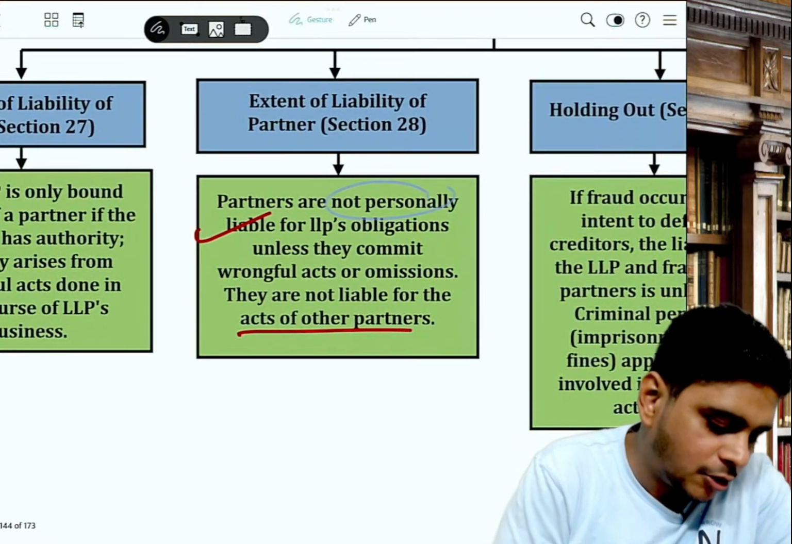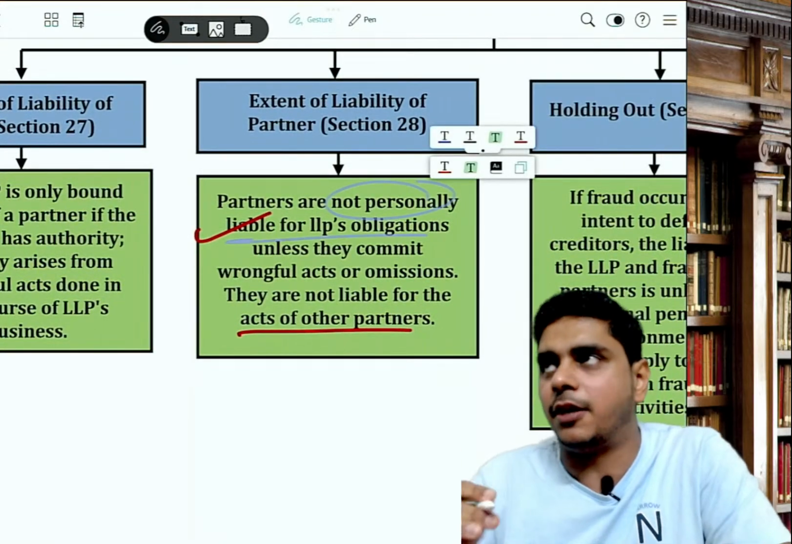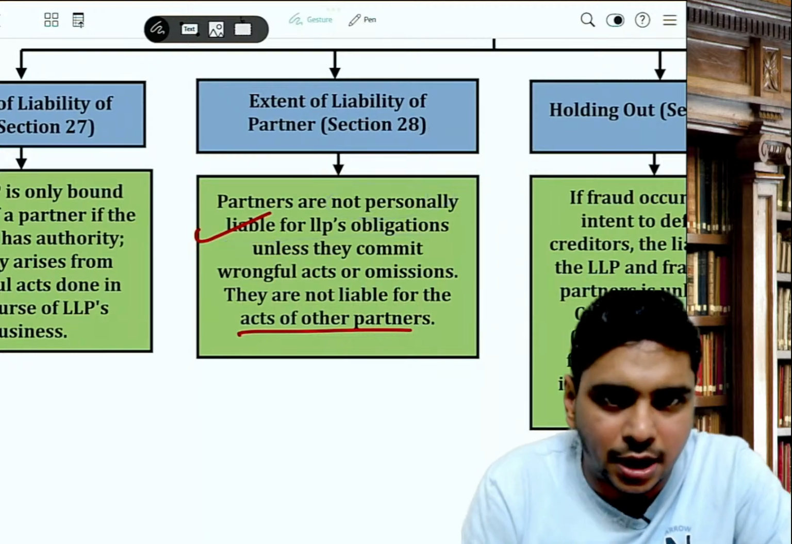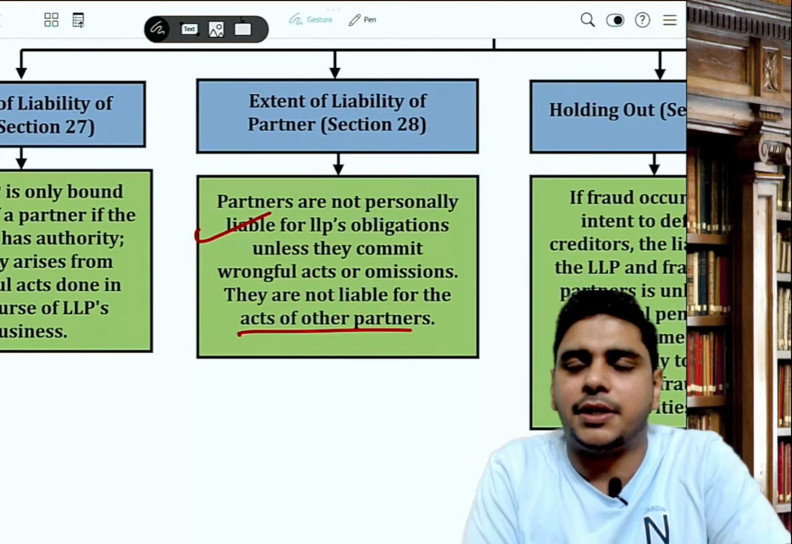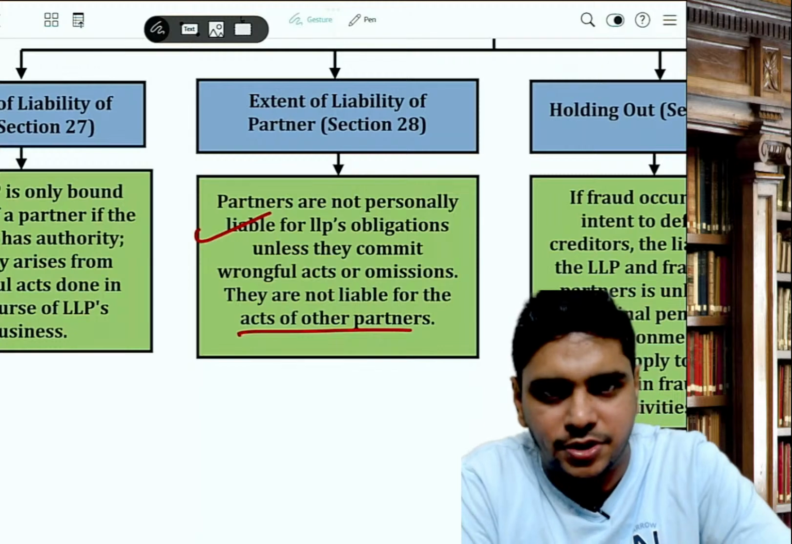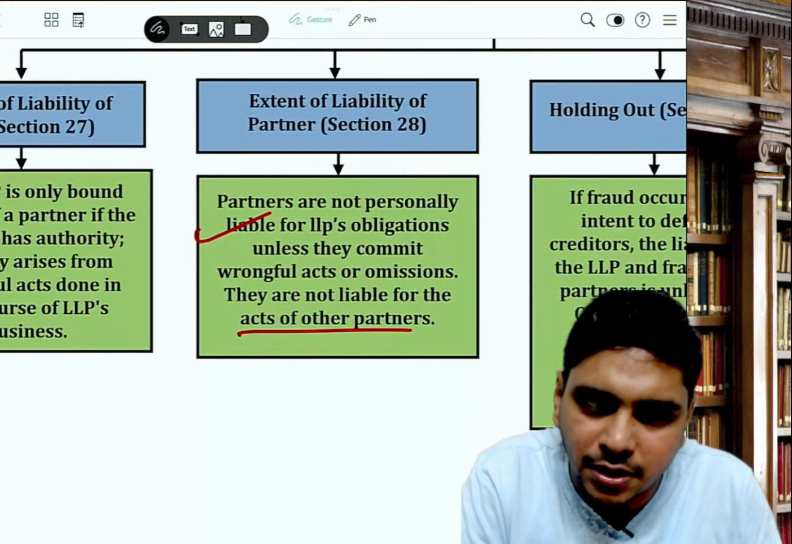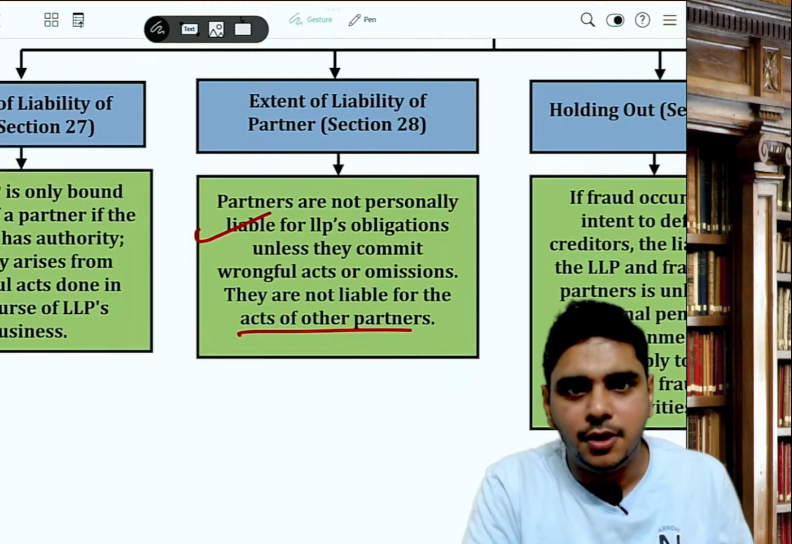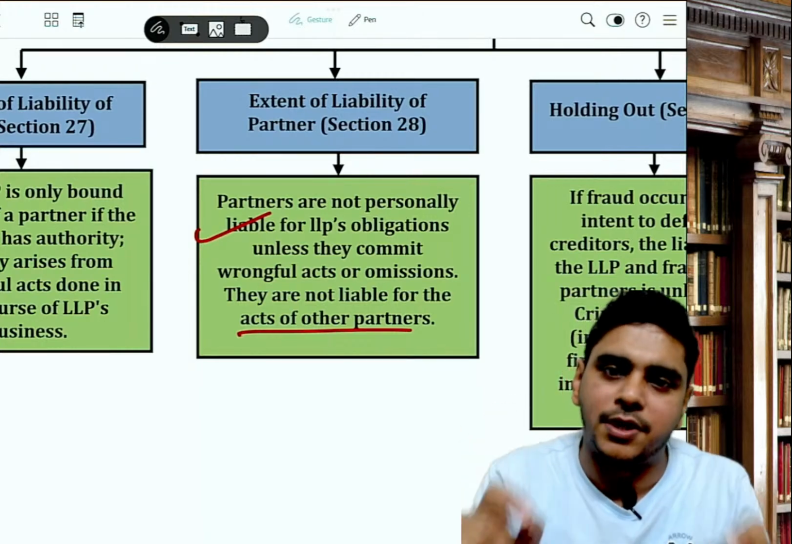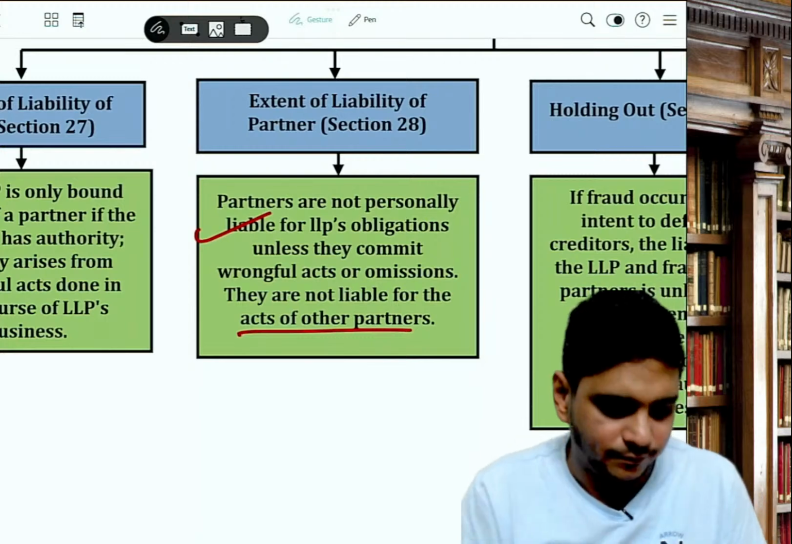Sir, partners are not personally liable for LLP obligations. If LLP has taken the loan, partners are not liable, unless they commit any wrongful act or omission. However, they are not liable for the acts of other partners. If Mr. Ram has done something wrong, Sham will not be liable for him. Partners are not liable for the obligation of the LLP. LLP itself, you are liable.